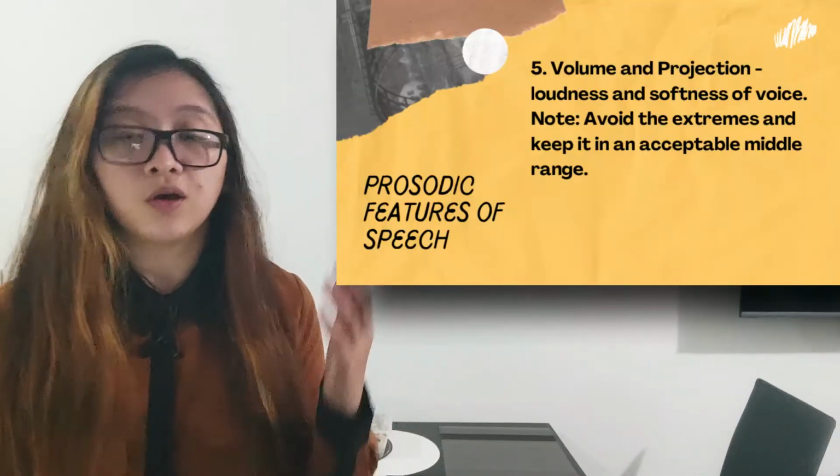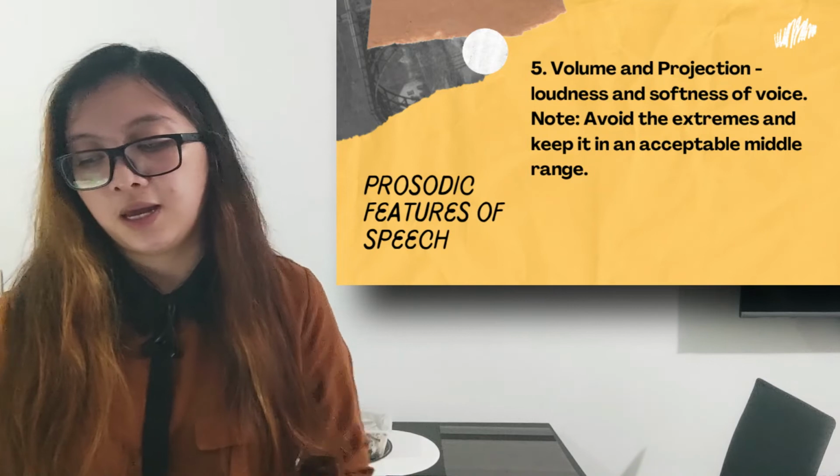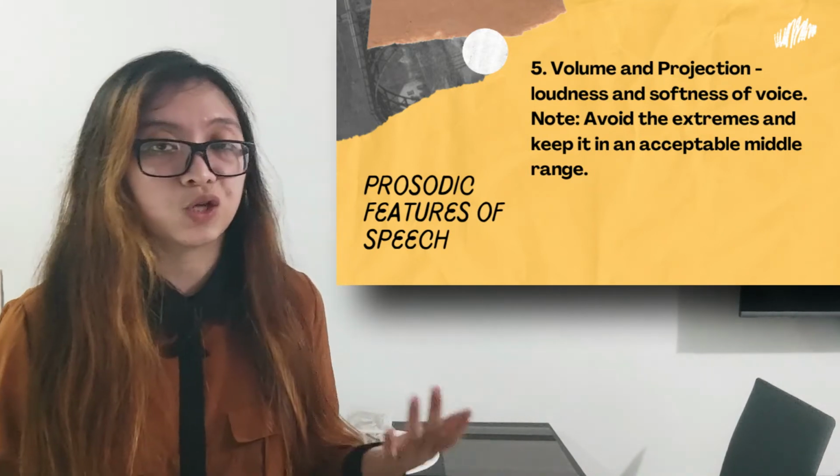The fifth feature is what we call volume and projection. It is the loudness and the softness of our voice. We need to take note that we should avoid the extremes of both, being too loud or being too soft. If we're being too loud, it can be uncomfortable for the listener, and if it's too soft, we might not be understood anymore. We should keep it in an acceptable middle range.